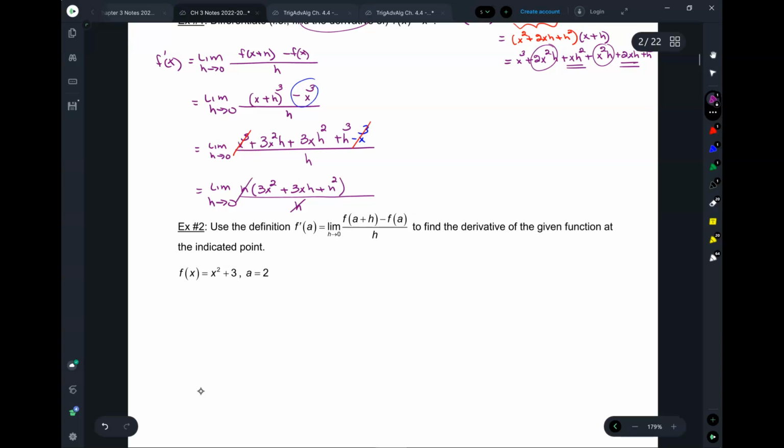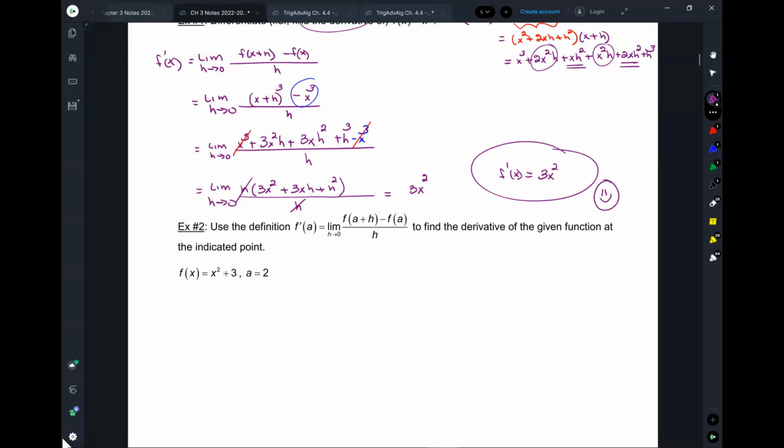The h's go away, and now can I put h equals 0 in there? Yeah. So I get 3x squared. Okay, so all that to say f prime of x is 3x squared. You plug in at any point.